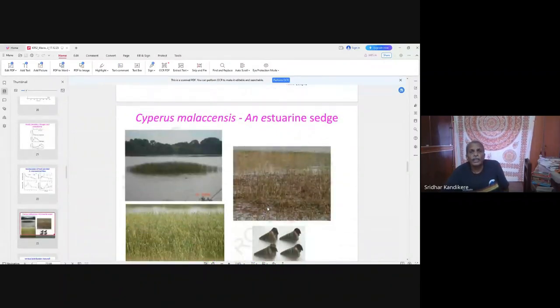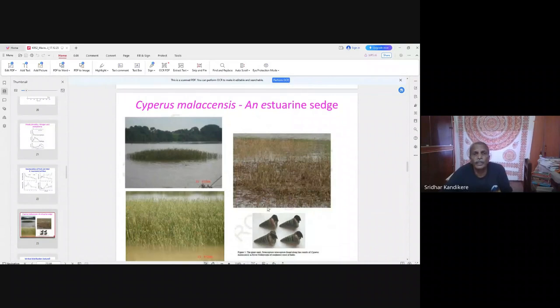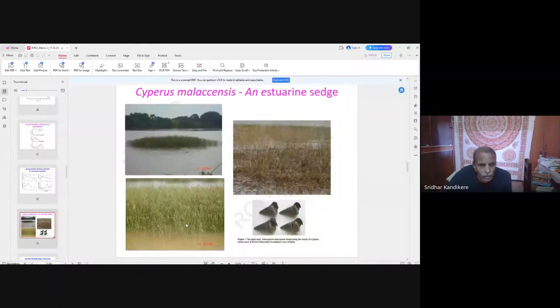Let us pass on to another area of research we have carried out. There is one sedge known as Cyperus melasensis. It is an estuarine sedge. At a distance, you can see a grove-like growth of the sedge. This is the close-up view of the sedge. During monsoon season, it looks like this, and during summer season, everything will dry up.